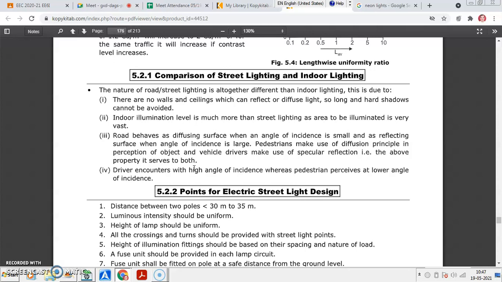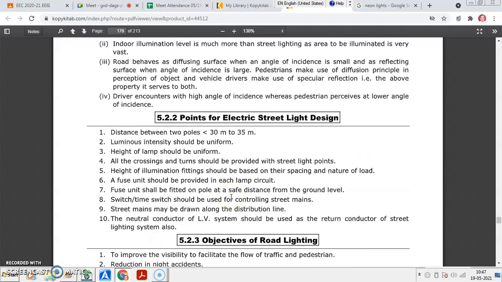Drivers encounter a high angle of incidence, whereas pedestrian pursuits are at a lower angle of incidence, especially at crossings, what we call a zebra crossing. Every point where we have such a crossing, or a square, you must provide it with lighting schemes.